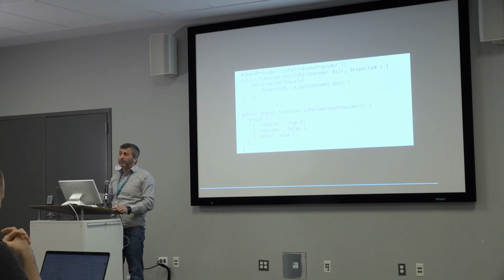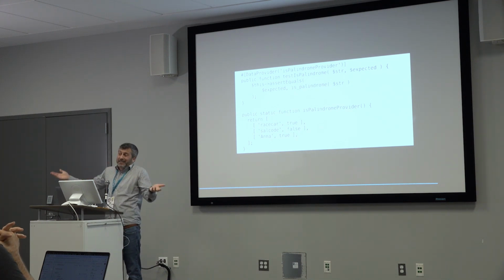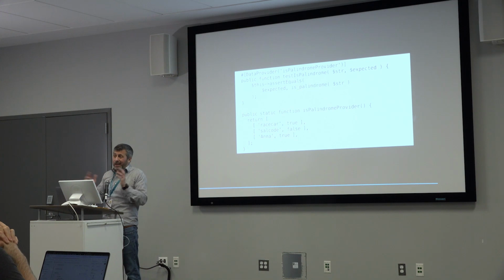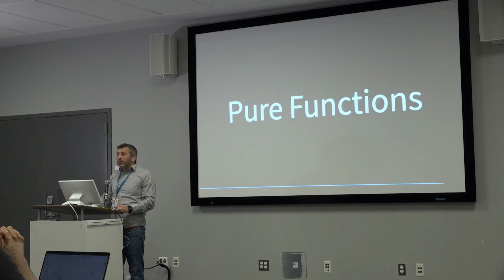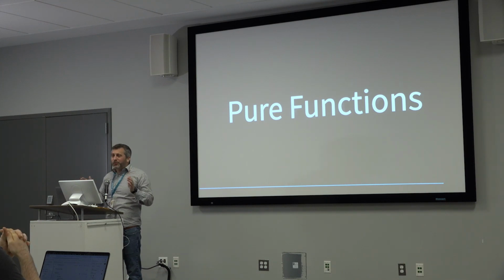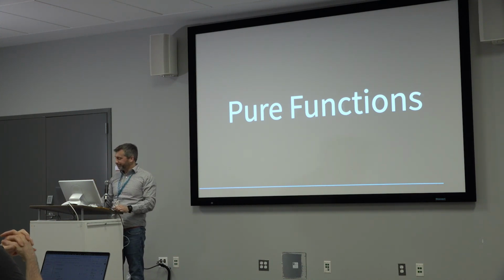I do have a GitHub repo that I created with the isPalindrome code, and it has all three of these testing methods in it. So if you want to check out any of them, you can check them out there, and it has the instructions. So if you come away with nothing else from this talk, pure functions, pure functions, pure functions. I hope that is something that comes away with you here.